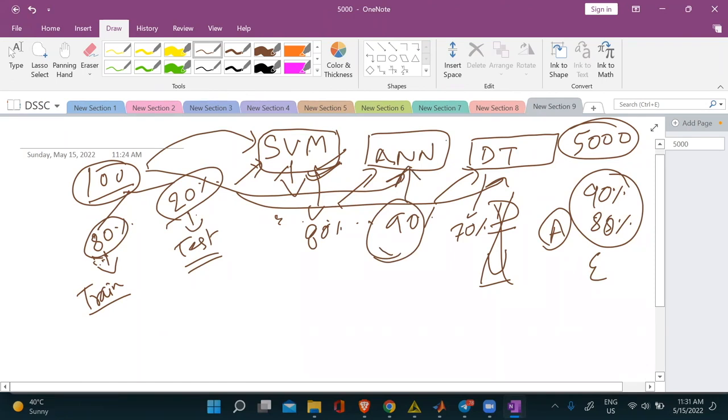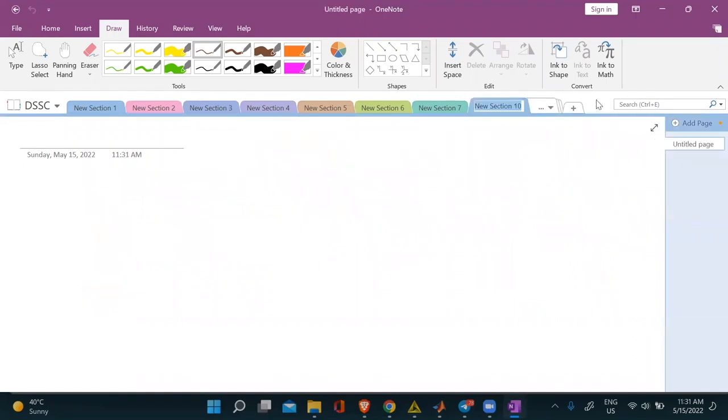I hope this is clear. Now you can ask any question if you have any doubt till now. I've tried to make it simpler. What do you mean by classification and how it works? Any doubt? No?